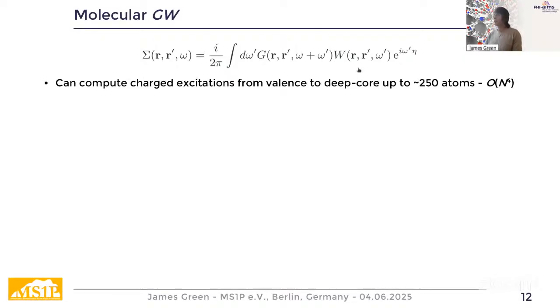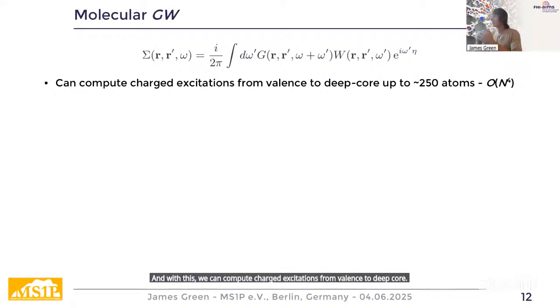And with this, we can compute charged excitations from valence to deep core, and the implementation in FHI-aims can go to around 250 atoms, scaling to the fourth power.